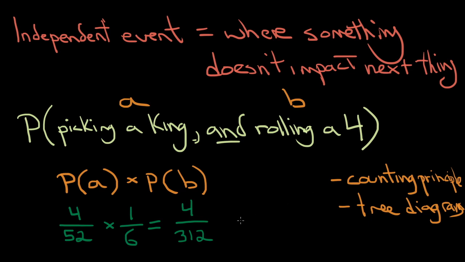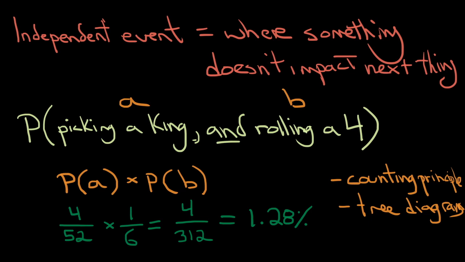As a percent, which I think is an important thing to do because it helps me visualize stuff, it's 1.28%. So that means a little bit more than 1 out of 100 times that will happen, which is really low when you think about it. Whenever you have 2 things happening that don't impact each other, we call those independent events, and then you just multiply.